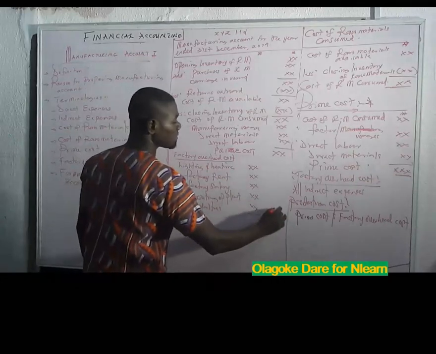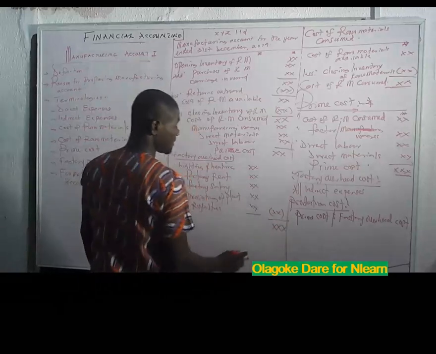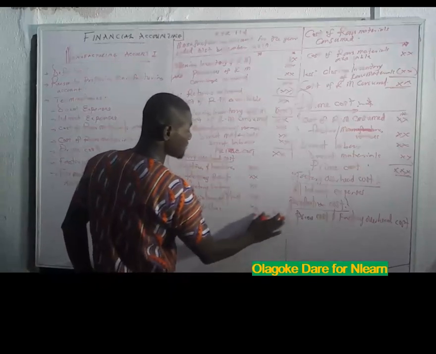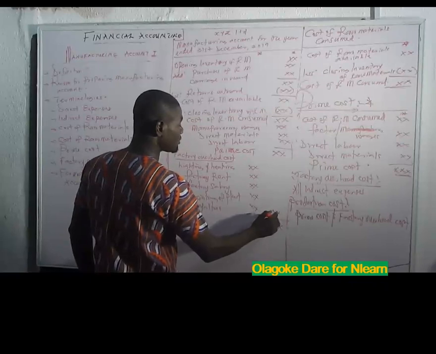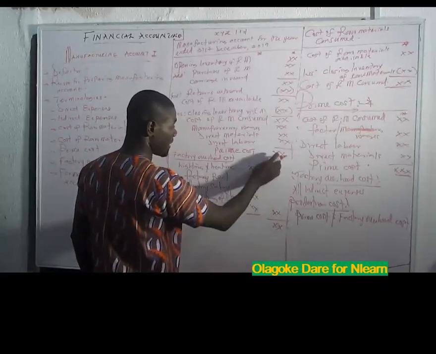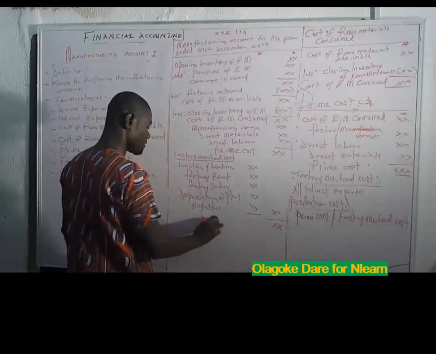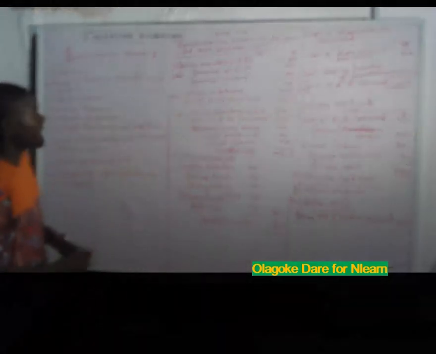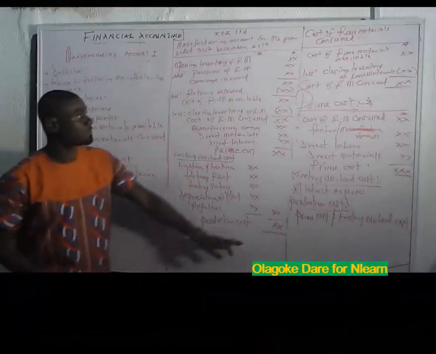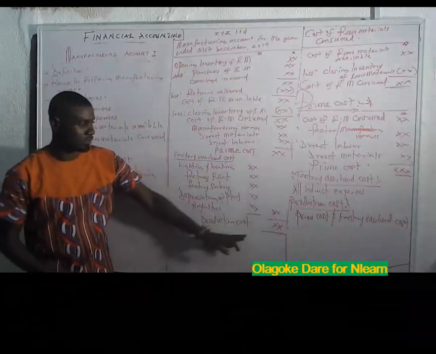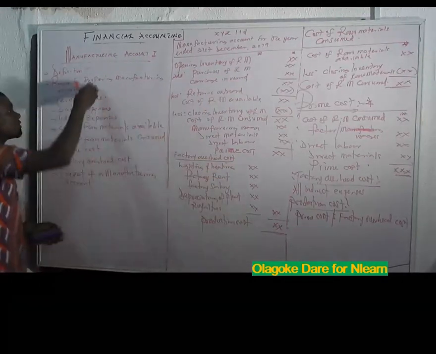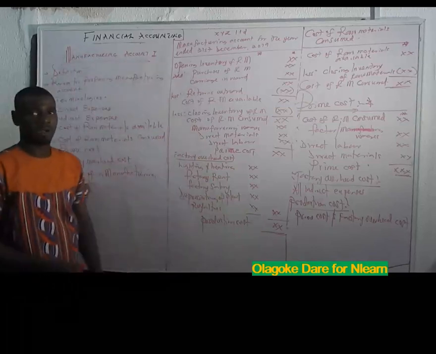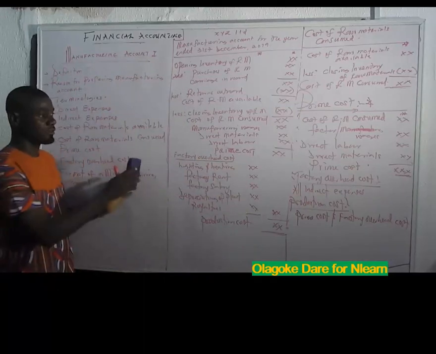The addition of this factory overhead and my prime cost gives me my production costs. So with this, I have what we call my manufacturing account. It gives me my production costs. You can see from the buildup of these terminologies how the format is arrived at. This is not a big deal at all.